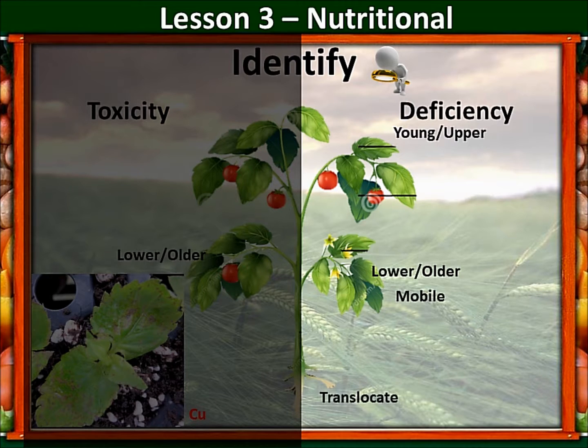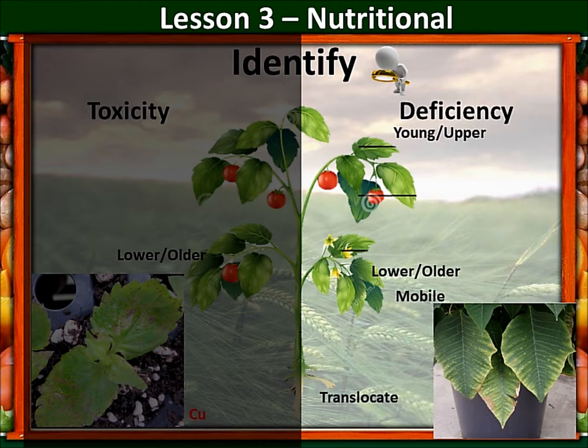If is mobile, it translocates into the plant. Se é móvel, ele transloca dentro da planta. So, if it translocates, you're gonna see the deficiency symptoms on the lower, older leaves, because it will translocate from the older to the young leaves. And this example is of magnesium.